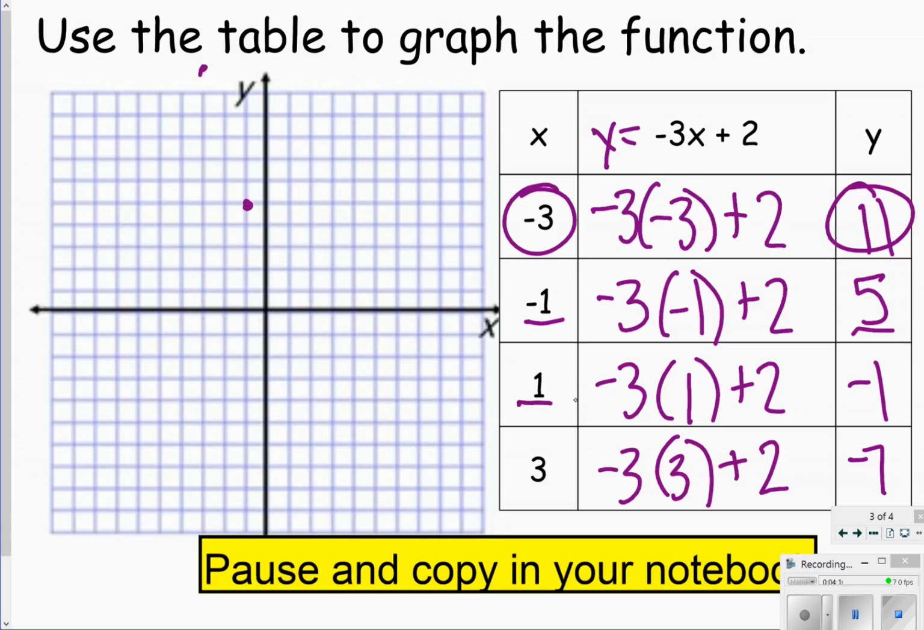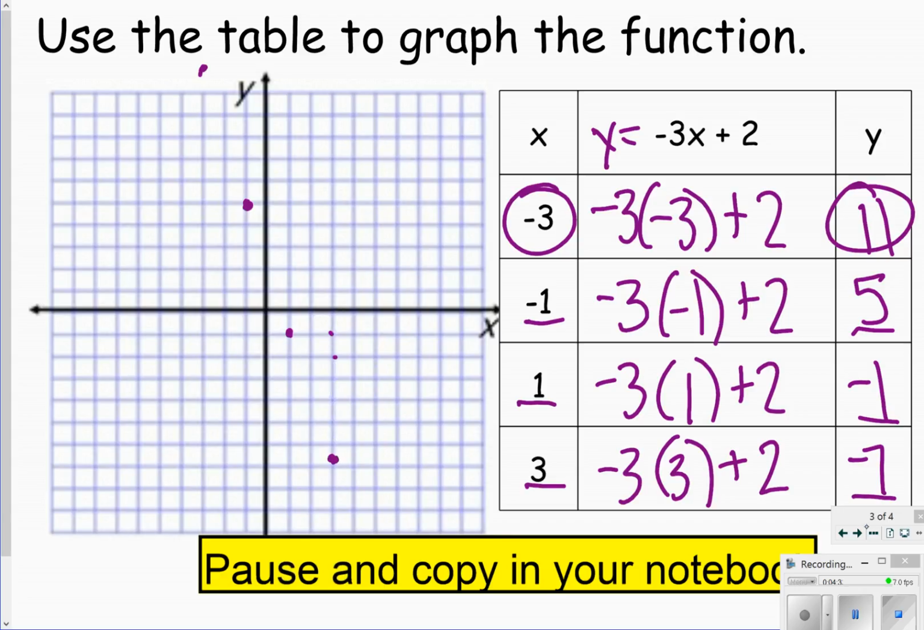And then we have 1 and -1. So forward 1 and down 1. And then we have 3 and -7. So over 3 and down 7. 1, 2, 3, 4, 5, 6, 7.